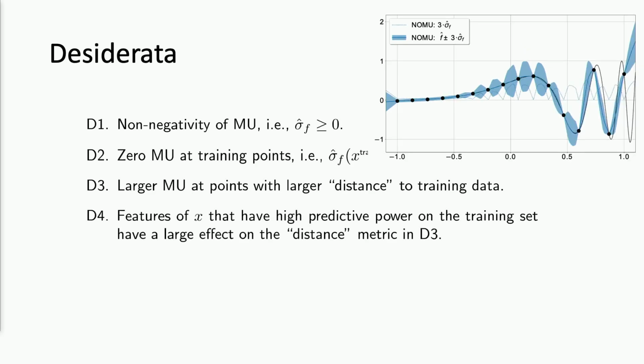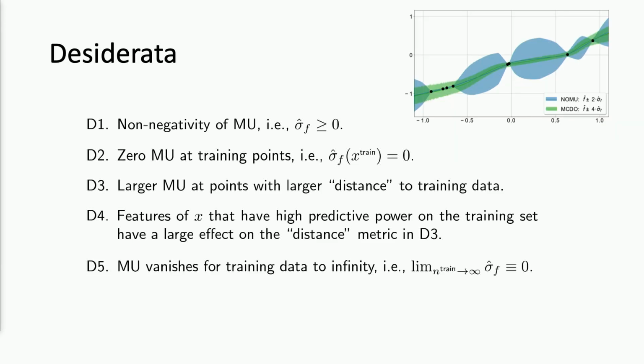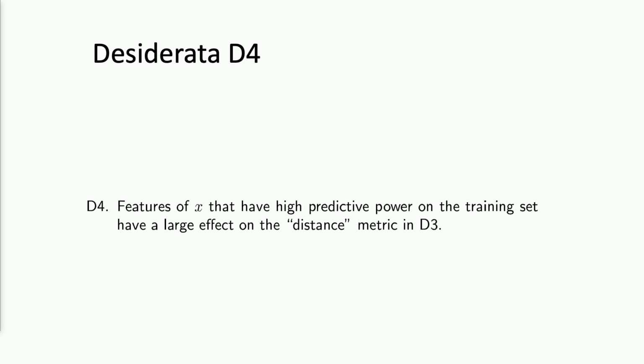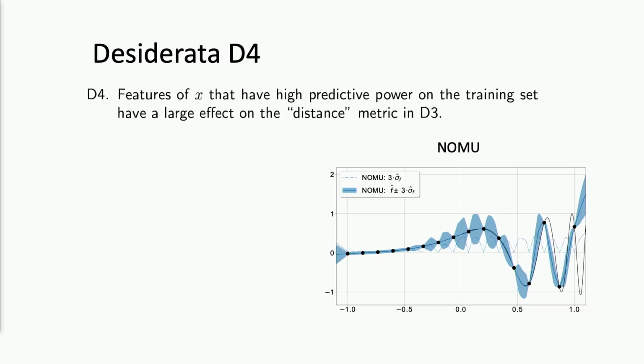And then D4 is maybe more interesting: the metric for distance that we use in D3 should also be learned from the data. Like for this data set here on the left-hand side, nothing really happens, so a little distance is not so meaningful, but here on the right-hand side, even a little deviation in the x direction should already give more uncertainty. This metric should be learned from the data. I will talk a bit more about this later. And then D5: if we assume IID, noiseless data, then within the support of the training data points, the uncertainty should vanish as we have more and more training data points.